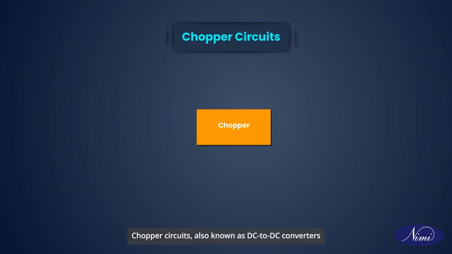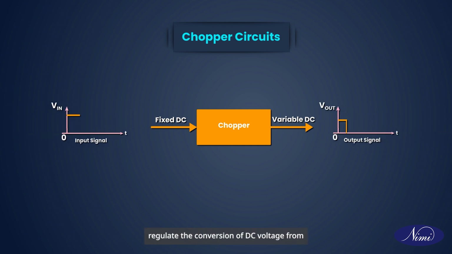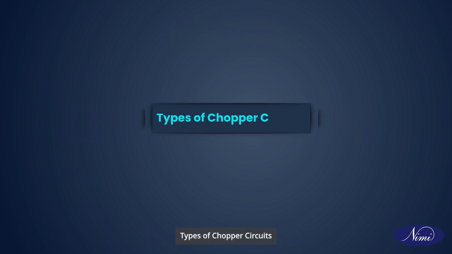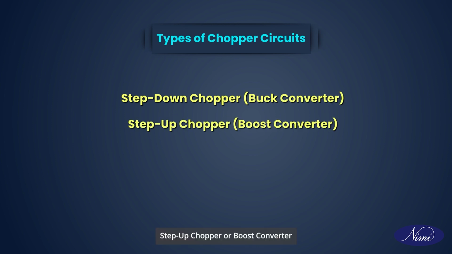Now let's see what are chopper circuits. Chopper circuits, also known as DC to DC converters or switch mode power supplies, are electronic circuits used to control and regulate the conversion of DC voltage from one level to another. Types of chopper circuits: step-down chopper or buck converter and step-up chopper or boost converter. Let's see each in detail.